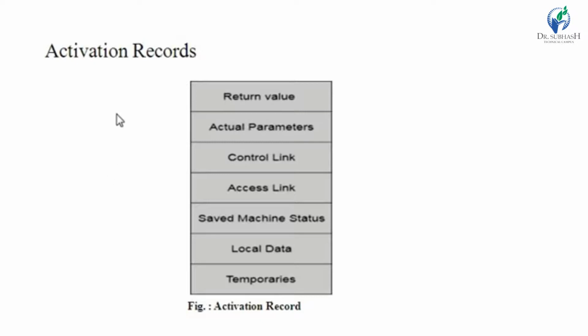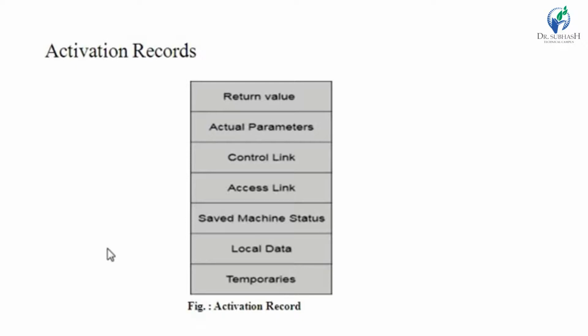Next is local data. In your program, the local variables, that is the data that is local to the execution process, is stored in this field of the activation record. Third is saved machine status. This field holds the information regarding the status of the machine just before the procedure is called. This field contains the registers and program counter.